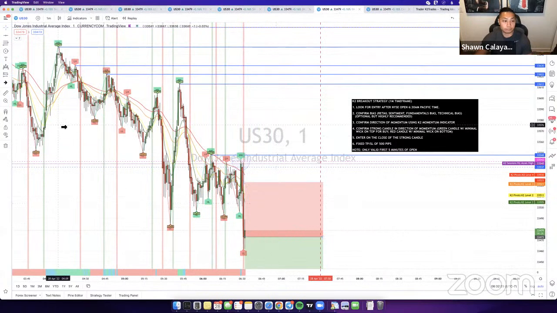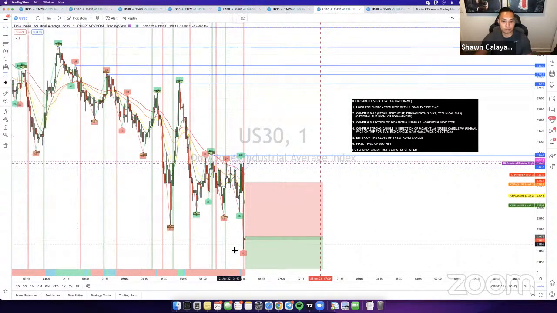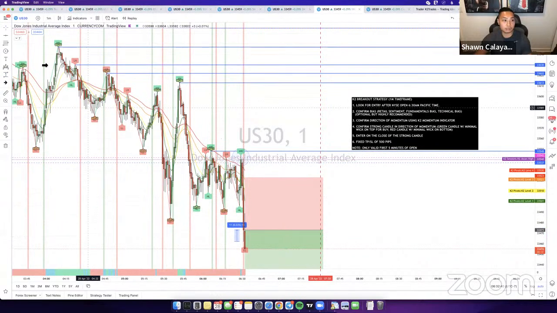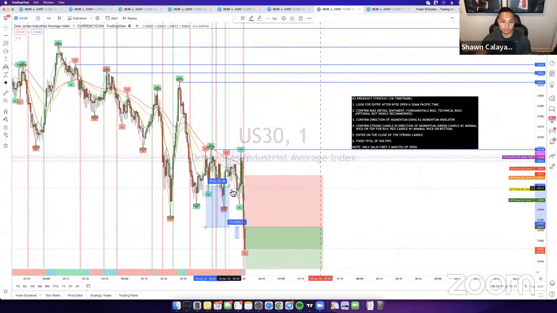Let me see if I can measure the wick right here. So the wick is about 100 to 110 pips. We'll see how this candle closes. The body of this is about 400 pips. So yeah, the wick is kind of big.